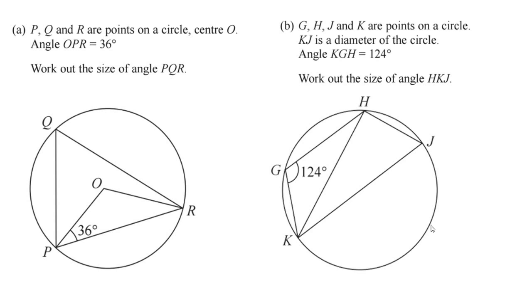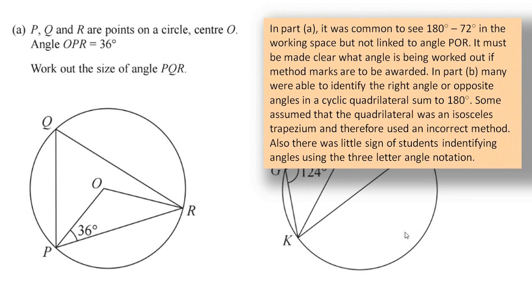This is an IGCSE question, so prepare for the examiner's remarks to be a little involved and complicated. I'll go through them quite briefly. So they say that in part A, it was common to see 180 degrees minus 72 degrees in the working out, but this wasn't linked to angle POR, which is this angle in the centre. Now they say it must be made clear what angle is being worked out if we're going to award method marks. So that was a problem for them. They were able to give a mark for the correct answer, but not a mark for the method, which means they weren't given the full marks.